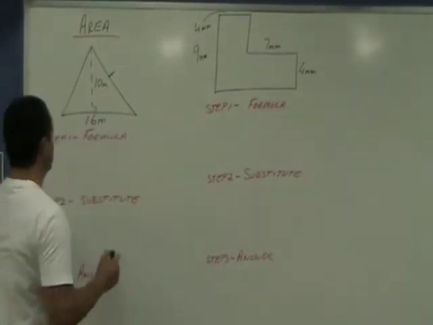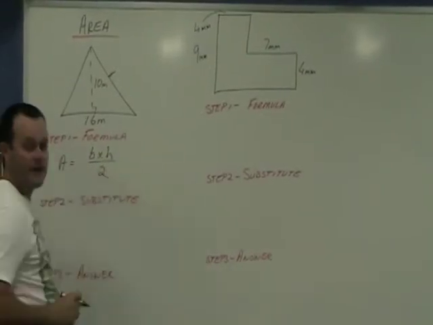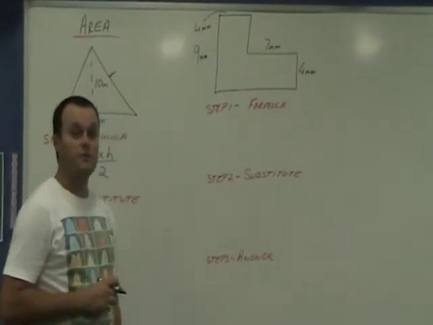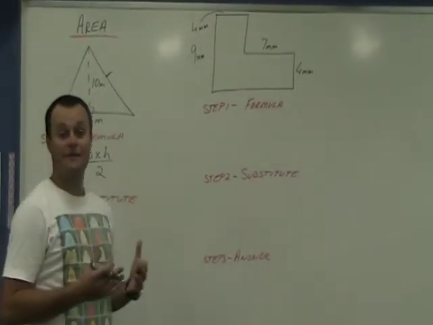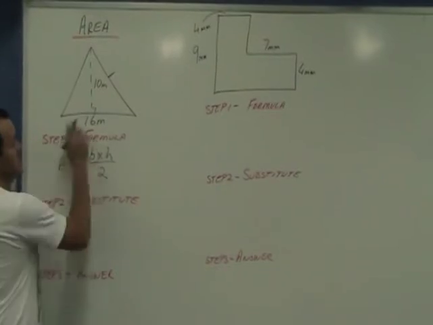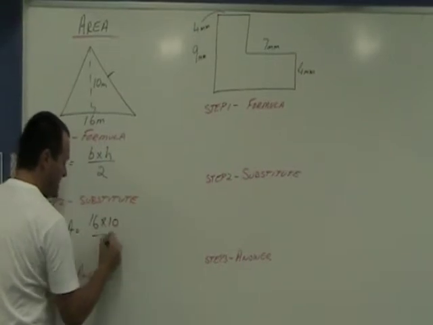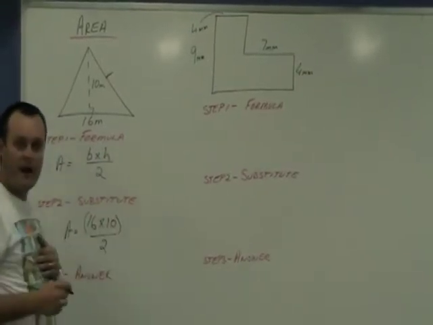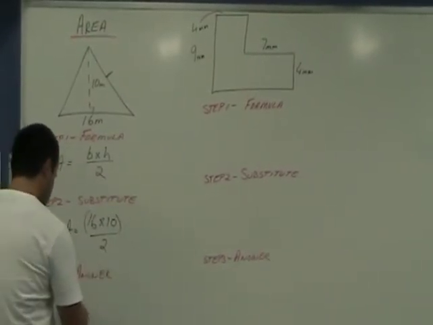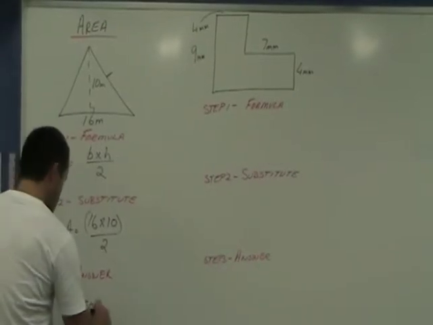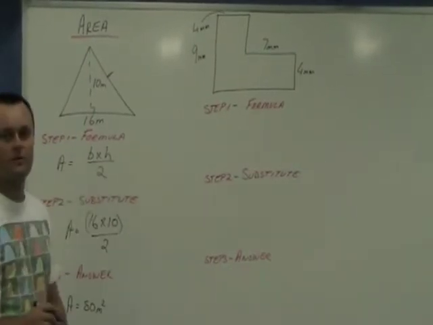So the formula for the area of a triangle is base times height divided by 2. The reason we're dividing by 2 is that a triangle is exactly half of a rectangle. So to get half of that, we divide by 2. Now, substituting in, the base is 16, the height is 10, and we're going to divide by 2. I like to put brackets around that. 16 times 10 is 160. 160 divided by 2 gives me an answer of 80. The unit is metres squared. Nice and simple. Base times height divided by 2.